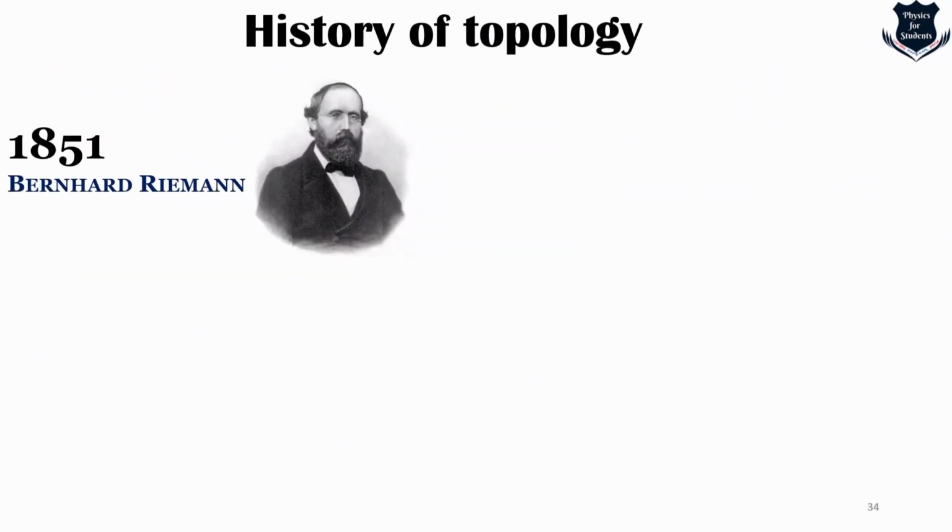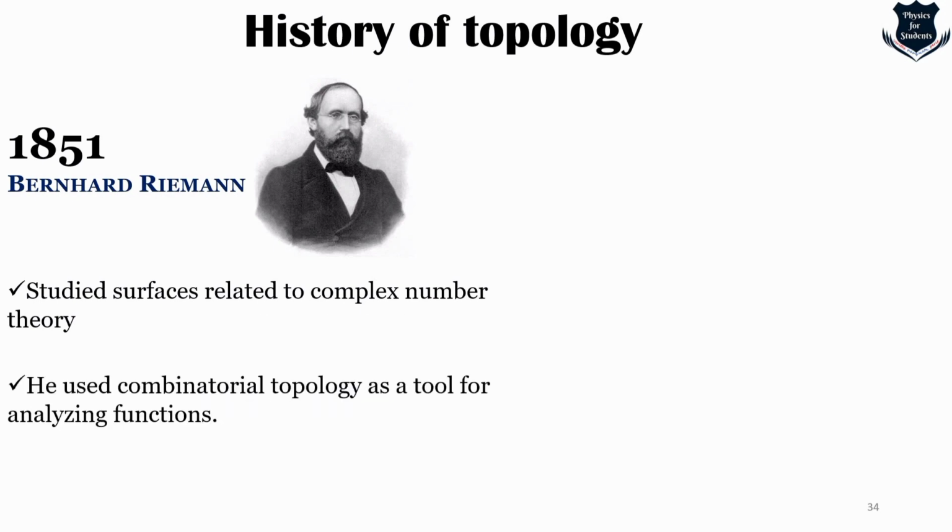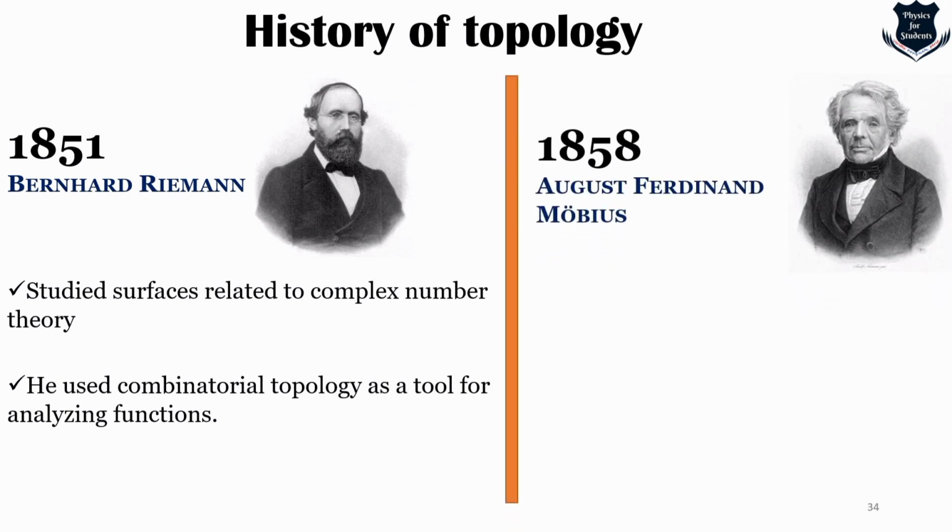We move to 1851, and we find this great gentleman, Bernhard Riemann, contributing significantly to the studies of complex number theory, and he used combinatorial topology as a tool for analyzing functions. And here comes August Ferdinand Möbius.